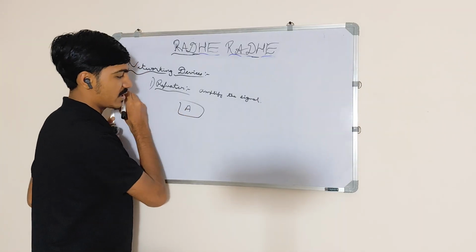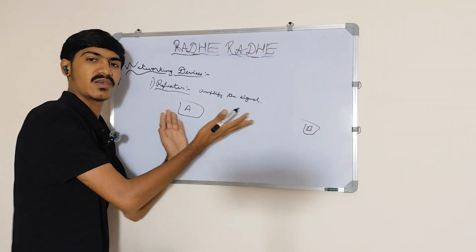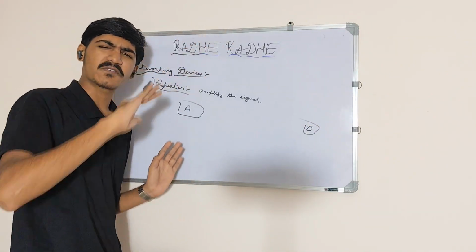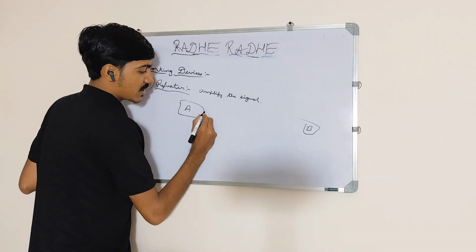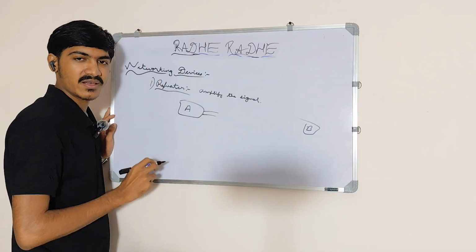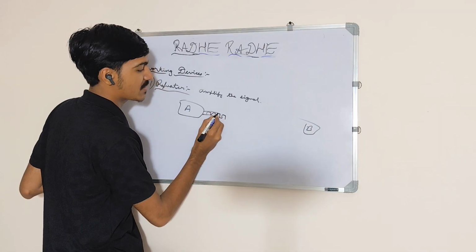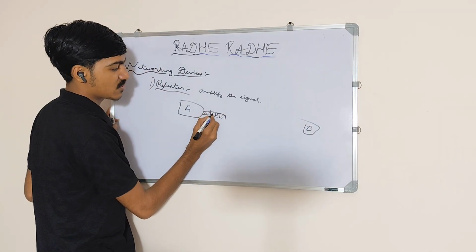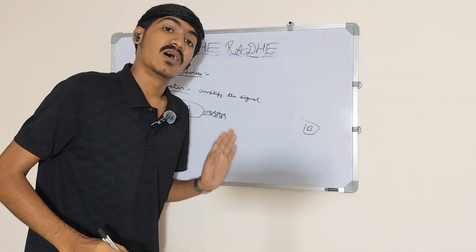Suppose we have device A and device B, and they are located far apart from each other. Now what happens? The NIC of device A generates a signal, which is actually a digital signal. An example is a digital signal 0 1 0 1 0 1 0 1 0 1.